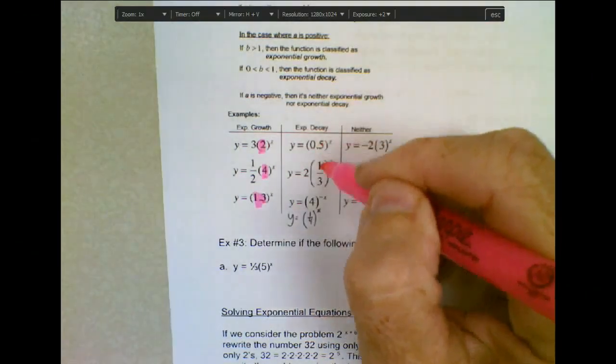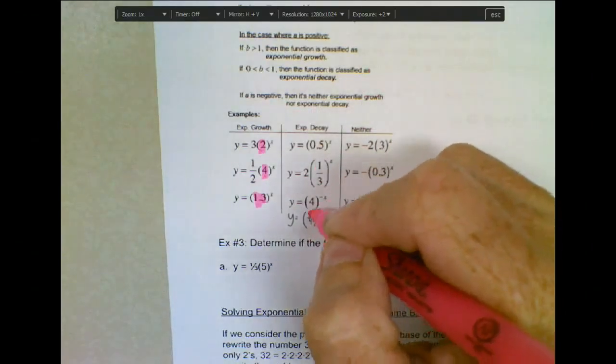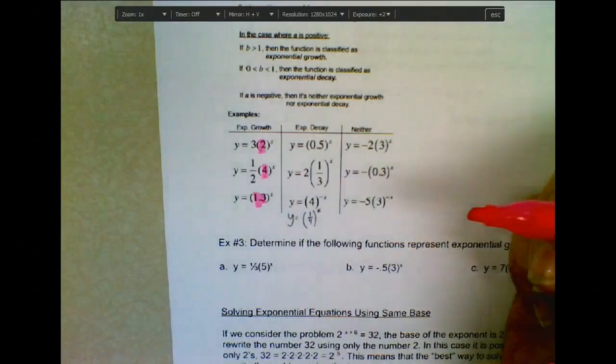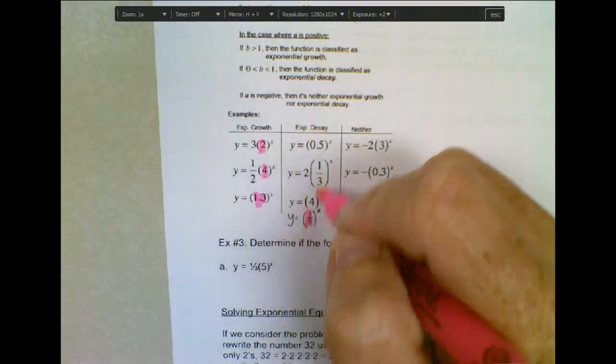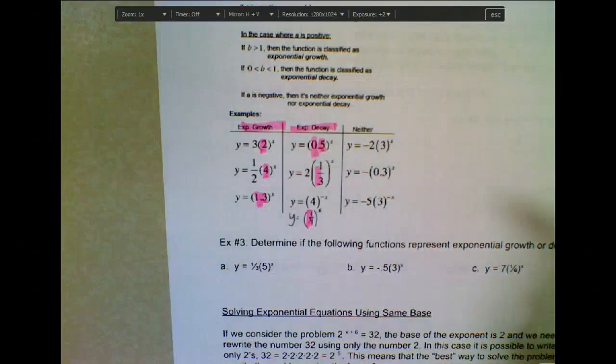Decay is the same thing. 0.5, 1/3, and 4 to the negative x, which is the same as 1/4 to the x, because of course it's a reciprocal. Those are all smaller than 1, so those are all going to be decay functions. Okay?